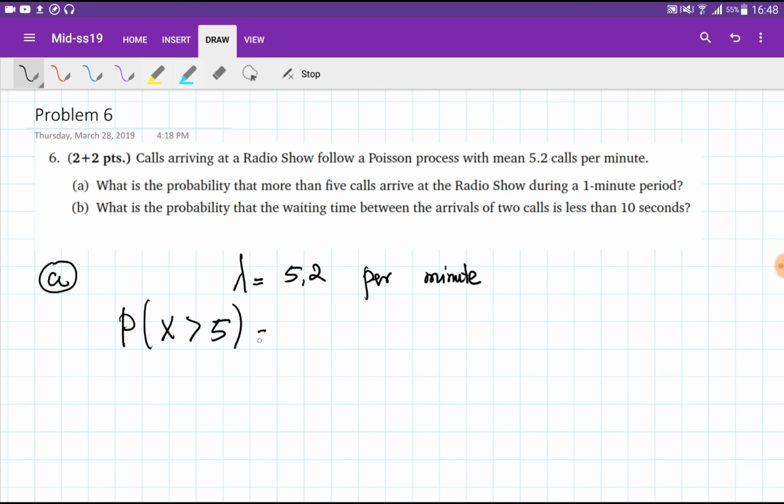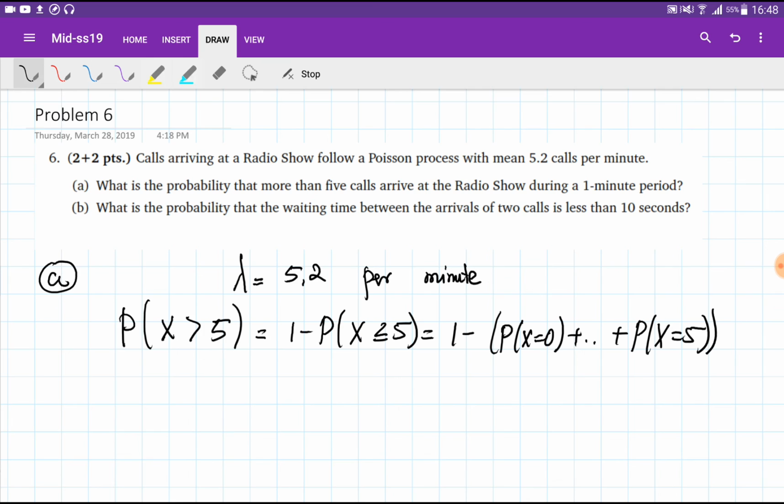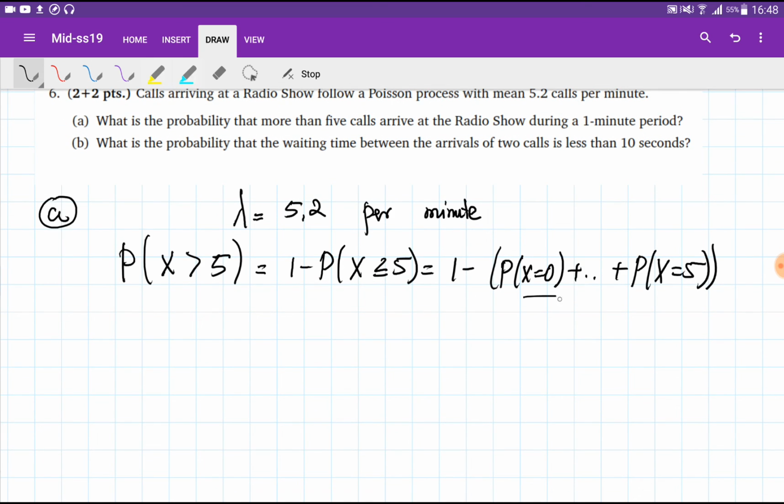minute. So this is equal to 1 minus the probability of x less than or equal to 5, or simply 1 minus P(x = 0) and the sum up to P(x = 5). We can evaluate each of the probabilities 0, 1, 2, 3, 4, 5 using the Poisson formula. The probability of x equal to k is e to the power of minus lambda multiplied by lambda to the power of k divided by k factorial.